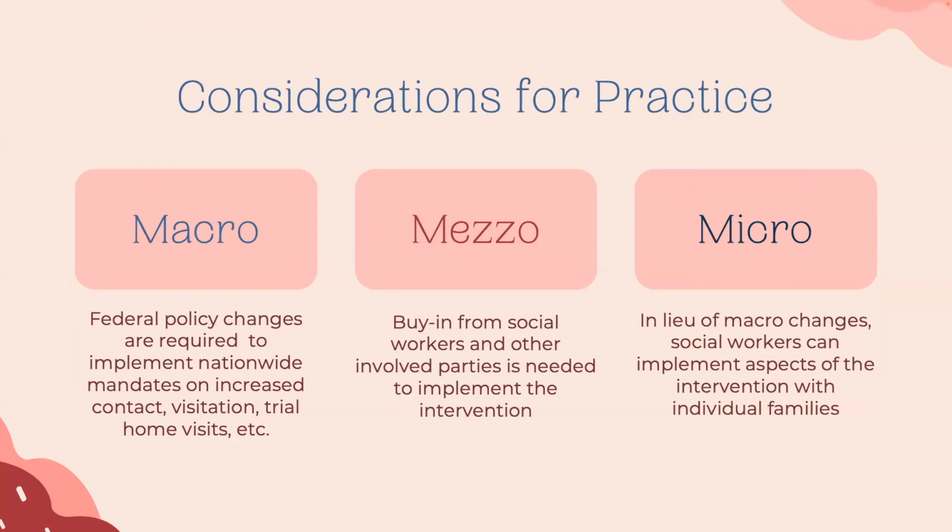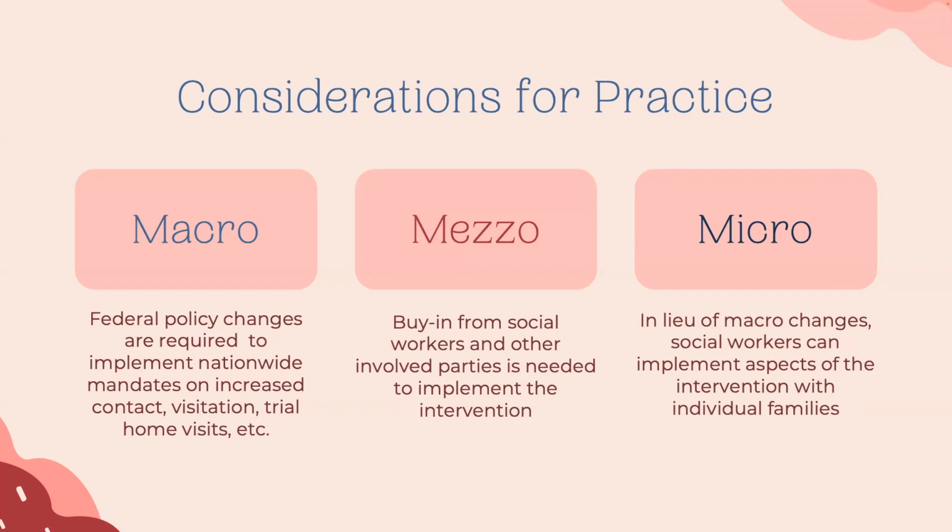Violet's case vignette does demonstrate a successful reunification between a child in foster care and their biological family, conceptualized through that adapted family systems theory framework. To implement this intervention on a larger scale, there are some considerations for social work practice to discuss. So first, many of the changes that are suggested in this intervention are big macro level changes, like increasing contact and visitation requirements. This is one of the biggest barriers to implementation.